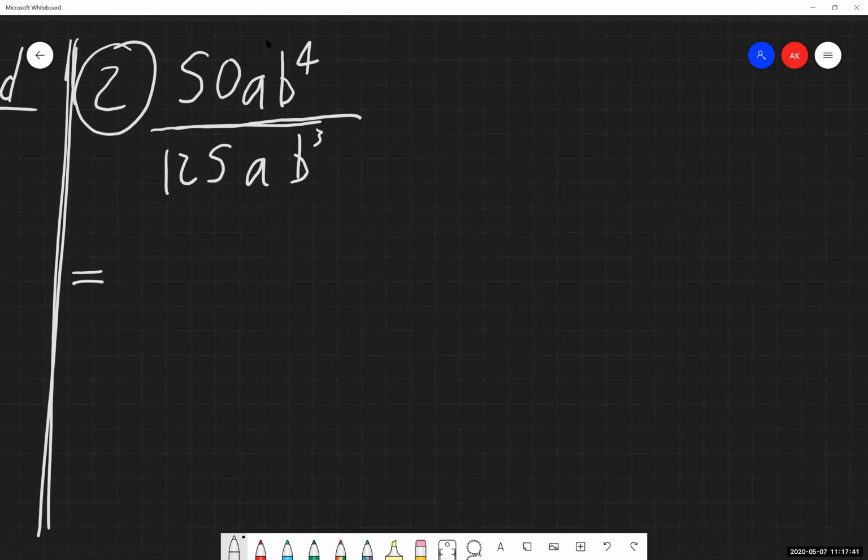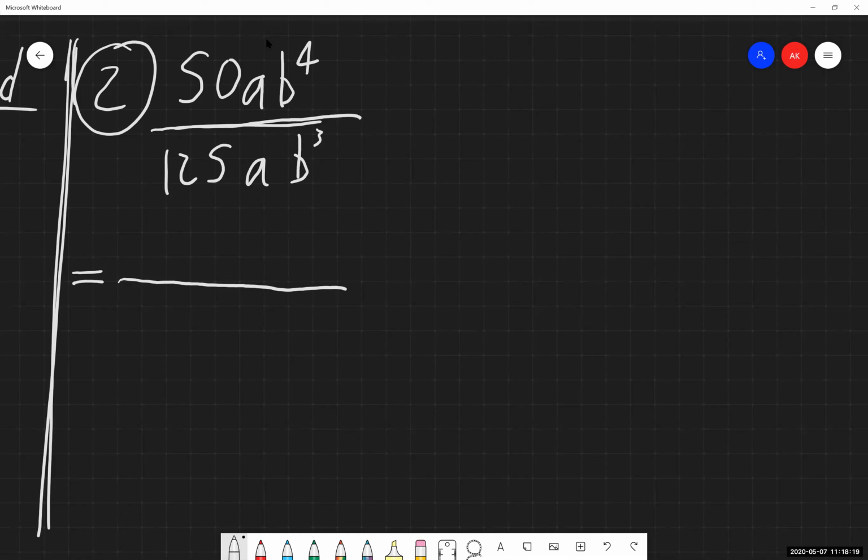So again, my recommendation, only look at one thing at a time. Only look at the numbers, only look at the A's, only look at the B's. Pick one and do this thing in parts. So I'm just looking at the numbers, saying 50 and 125. Well, 125 cannot evenly go into 50. So I need to determine what is the greatest common factor between 50 and 125. Meaning, what is the largest number that evenly divides into both of those?